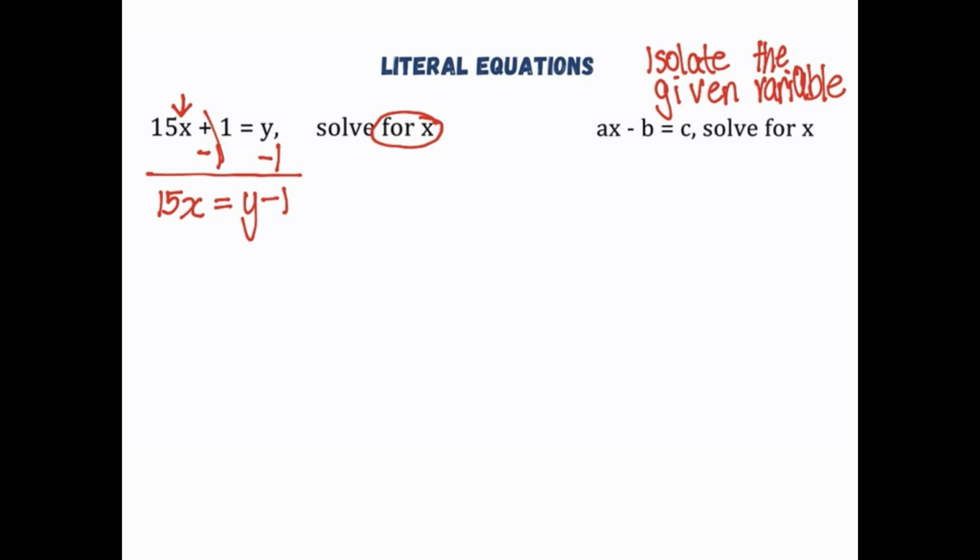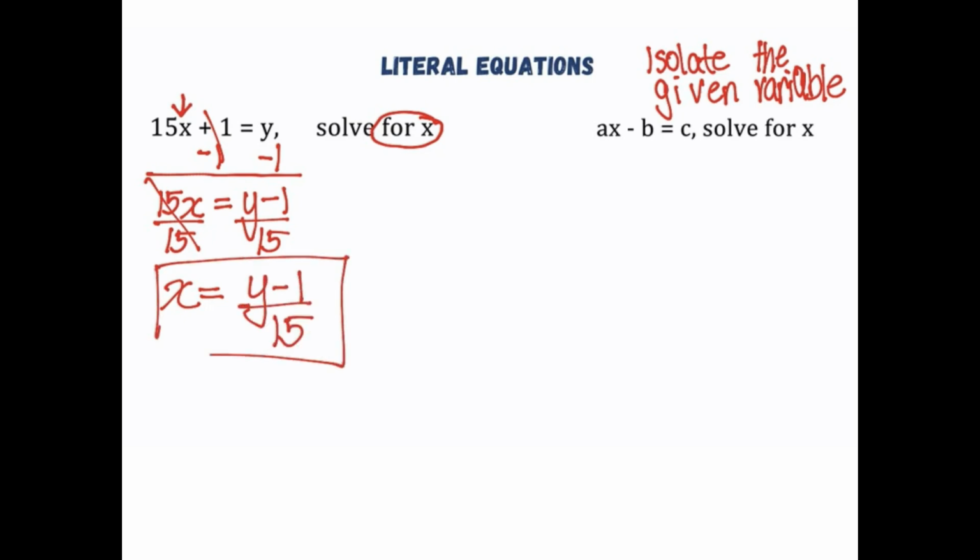Now that we've done that, we're a step closer, but we still need x completely alone. So we're going to divide both sides by 15, and we end up with x equals y minus 1 over 15. And that's my final answer because I have now solved and rewritten this equation for x. Let's do another one. Here we have ax minus b equals c. You might be thinking, oh my gosh, this one has no numbers whatsoever. That's okay. We ain't got to worry about it because they want us to solve for x.